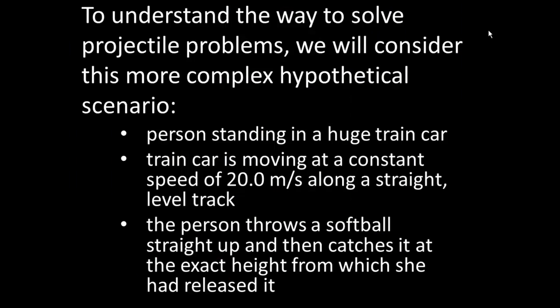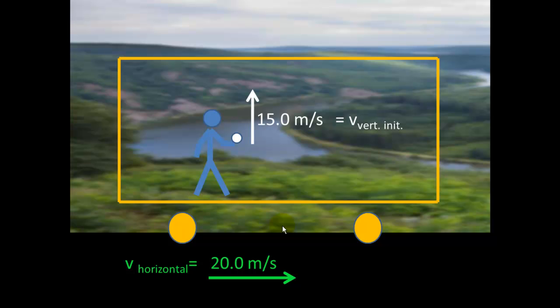So again, we're doing all this to try to understand how to solve projectile motion problems, and we need to consider a more complex hypothetical scenario now. We've got the same person standing in the huge train car, and the train car is moving at a constant speed of 20 meters per second, just like the last scenario, on a straight level track. This time the person throws the softball straight up, and then catches it at the exact height from which she had released it. So it seems we're combining the two aspects of motion that were represented in our two previous examples. That's what we're doing indeed.